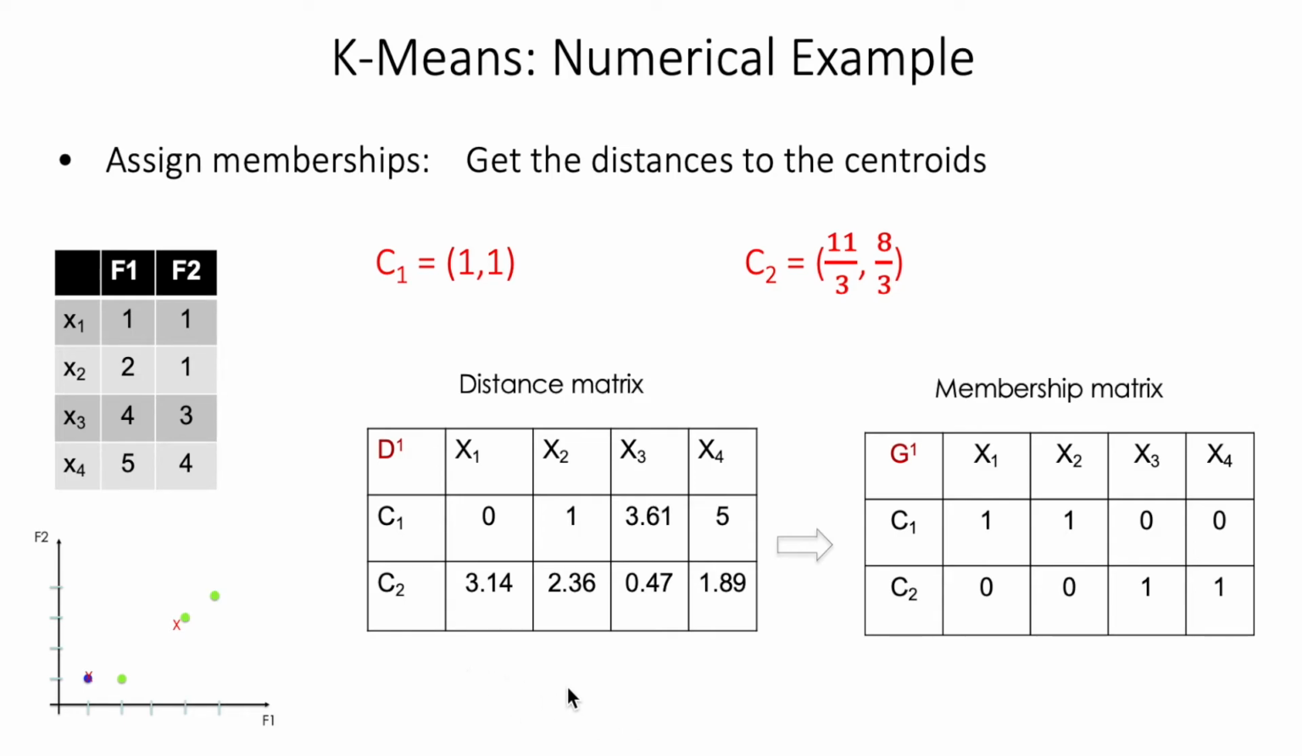So we need to go over every column and see what is the closest centroid. For X1, still the closest centroid is C1, because the distance to it is 0. For X2, the closest centroid is C1. For X3, the closest centroid is C2. And for X4, the closest centroid is C2. So now the membership changed. Now X1 and X2 belong to the first cluster, the one represented by C1, as you can see, because they have the ones here in the first row, and X3 and X4 have the ones in the second row, belonging to the cluster represented by the centroid number 2.